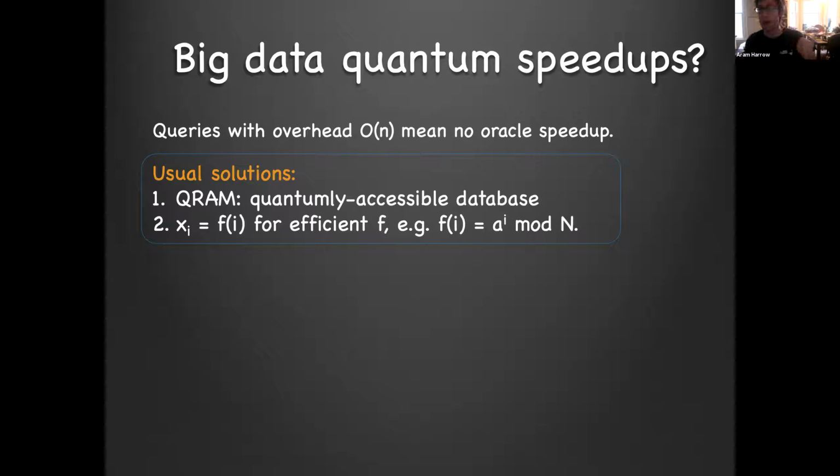Well, I can posit the existence of a QRAM, which solves some problem but creates others. Or I can do what Peter Shor did. I can say, well, for this x1 through xn, I just need to come up with an efficiently calculable function. So Shor came up with modular exponentiation. F of i is a to the i mod n.